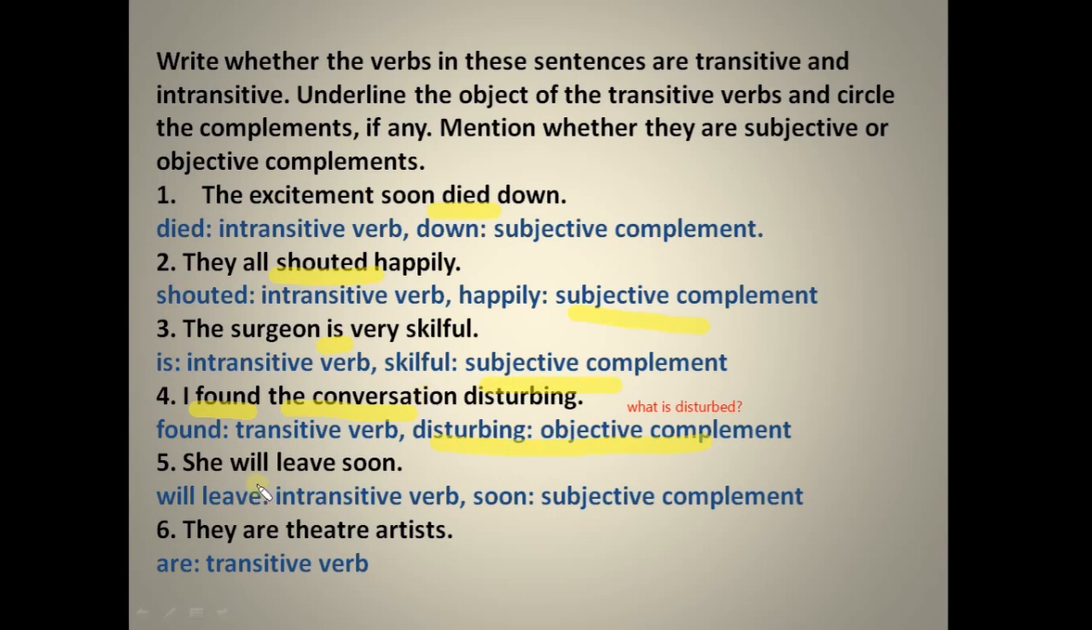Fine. Next one, she will leave soon. So will leave. When will she leave? Soon. We don't have any object question. So will leave is intransitive, and soon describes who will leave soon? She. That's why subjective complement. Last one, they are theatre artists. They are what? They are theatre artists. No complement is given here. So it's very easy. I hope you have understood.